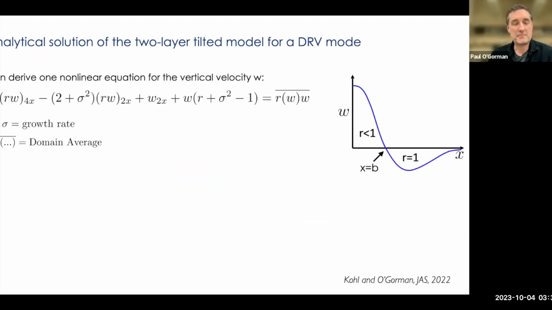So can we make progress analytically? The answer is yes. You can combine the equations of the 2-layer model to just get an equation for W. That's a good thing to do because W is where the nonlinearity is in the small amplitude limit, because of latent heating. So you want to focus on that variable. It involves 4 derivatives, for example. Sigma is the growth rate.